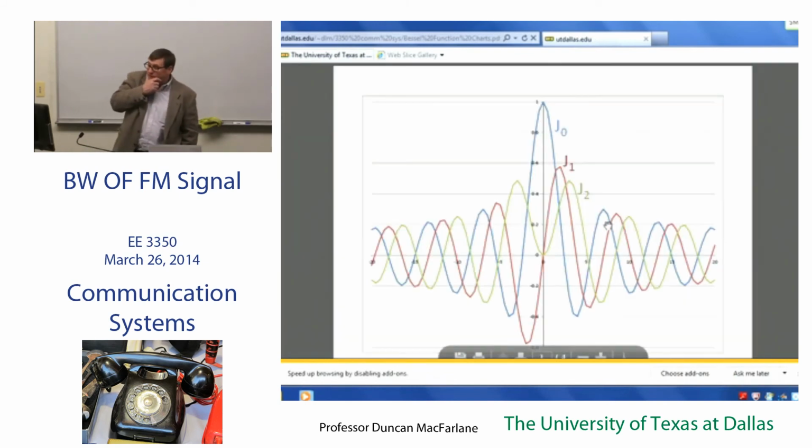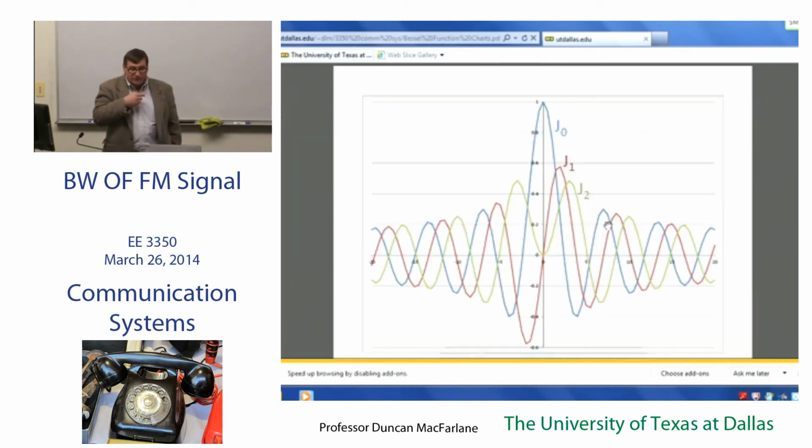So I just want to walk you through this. This is all from my website. I just hope you still go there. It has some interesting things on it. What I plotted here are the first three Bessel functions: J0, J1, and J2. The blue is J0, the red is J1, and the green is J2.